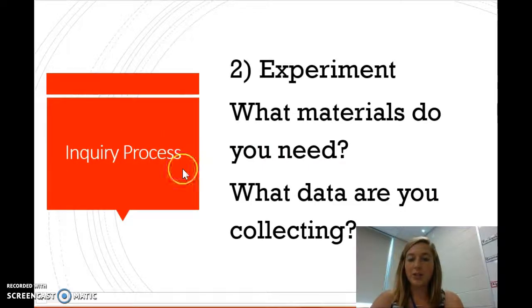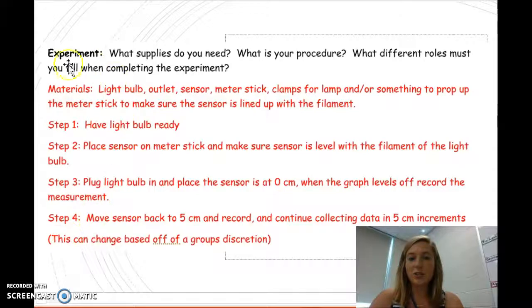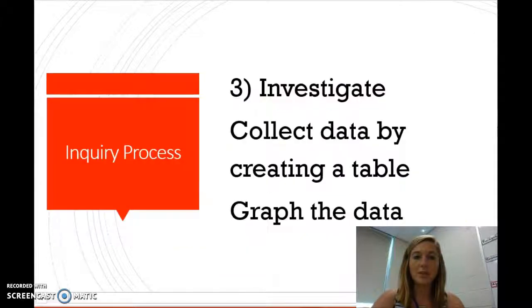For the experiment, students would need to figure out what materials they needed and what data they were collecting. You can find this also on D2L. These were my answers based off of what I thought would happen and how I ended up creating the procedure myself and what materials I would need. And there are some pictures later on.